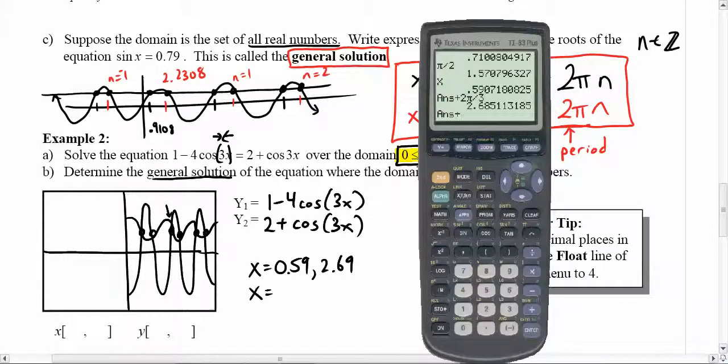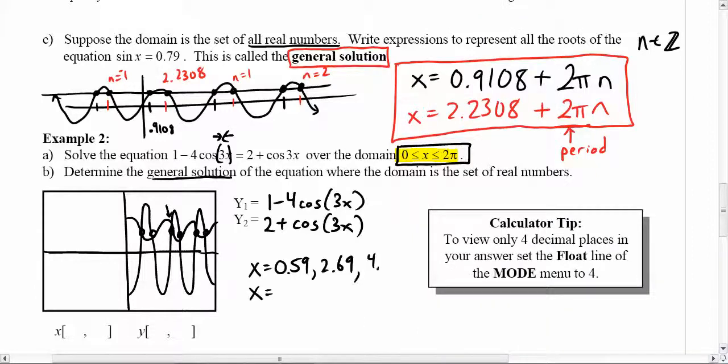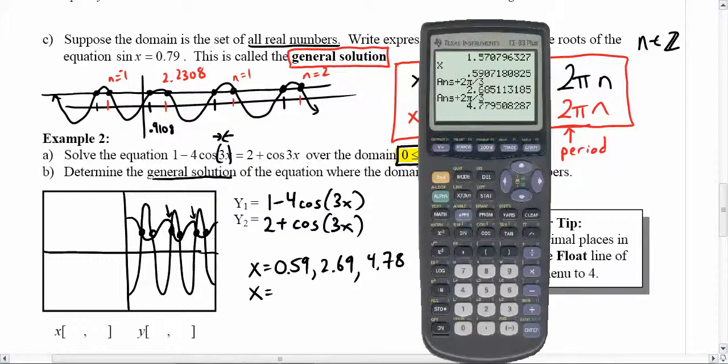And then I can do that again. Adding 2 pi over 3, I should get another answer, 4.78, and that should be this answer here. And now I can do the right side of the bumps. Let me calculate the intersect on the right side of the first maximum. And it's 1.5.